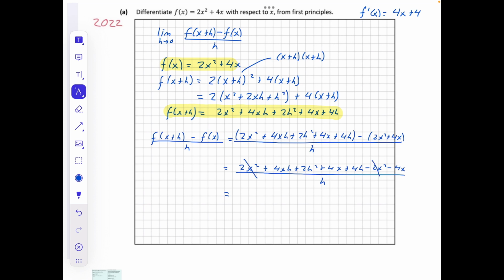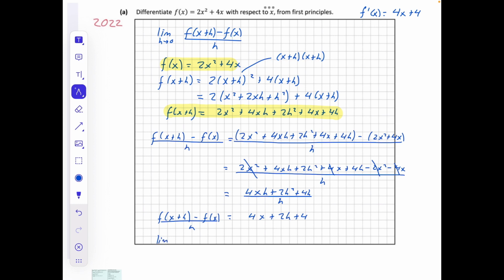And like the first example, it will always be in this line that things will cancel. So the 2x squared will cancel, plus 4x and minus 4x will cancel as well. So we're left with 4xh plus 2h squared plus 4h, to be divided by h. Divide h into everything there, that'll be 4x plus 2h plus 4. So that's my f of x plus h minus f of x, all divided by h.